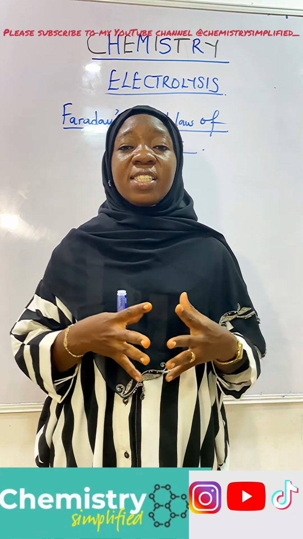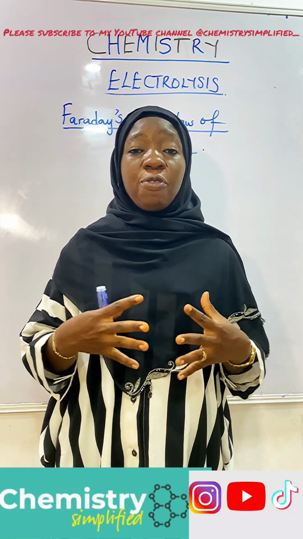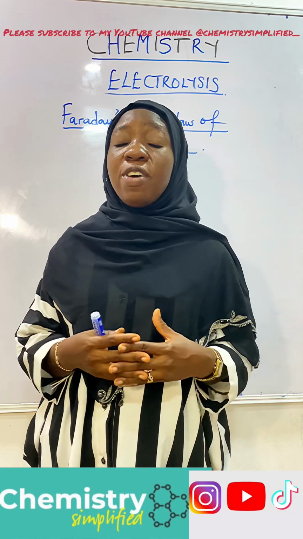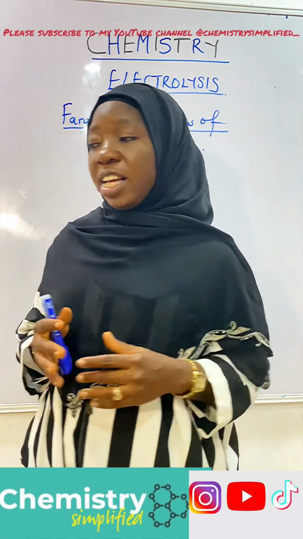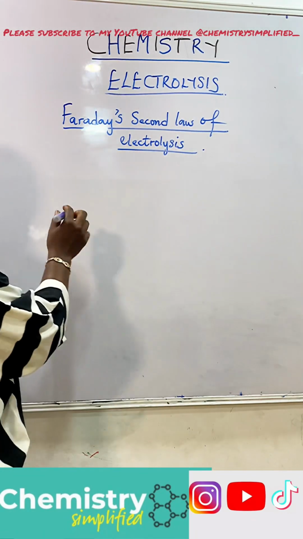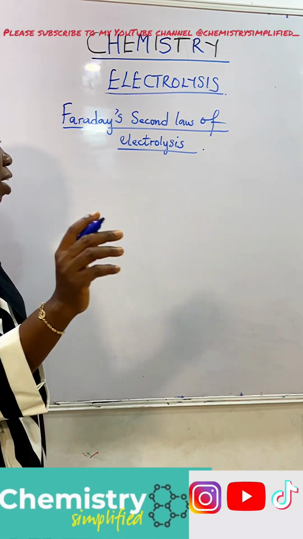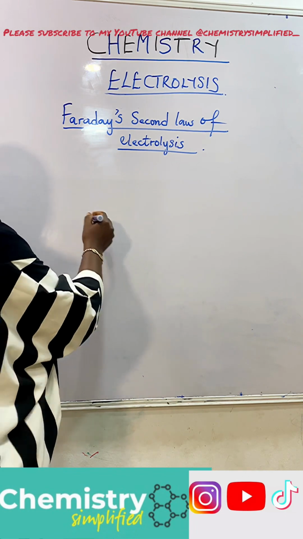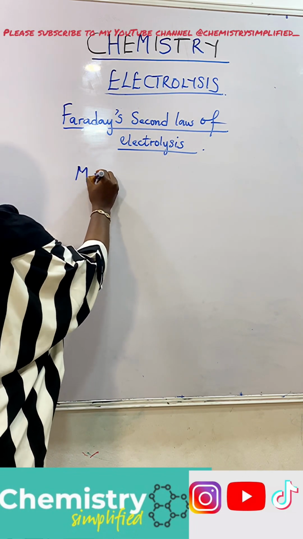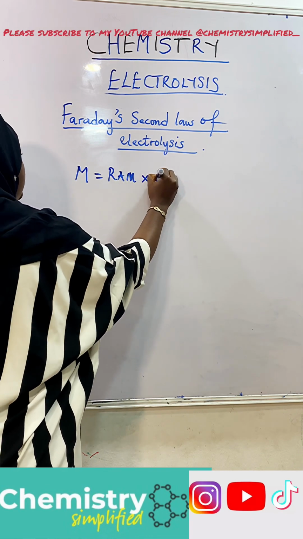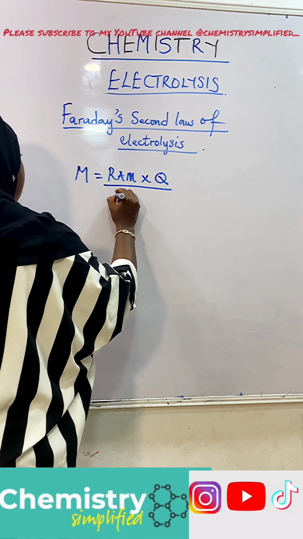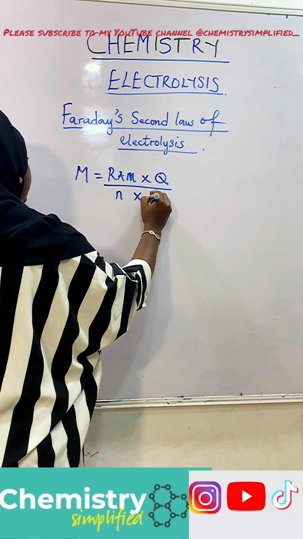So let's derive an equation for Faraday's second law of electrolysis and also solve some questions under it. Now let's go on. Remember, let's quickly go back to another formula I gave you in our last class, which is your M equals relative atomic mass, you still remember, multiplied by Q, all over number of charges times Faraday constant.